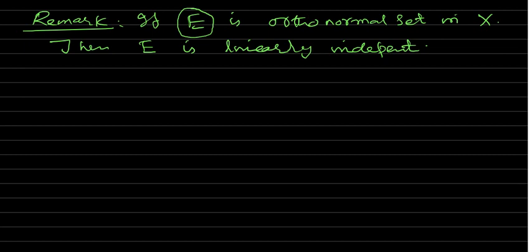Countable means either finite or countably infinite. For an uncountable set, we don't have any construction, we don't have any algorithm. But for a countable set, if E is a linearly independent set and it's also countable, then we can construct an orthonormal set of vectors from that set. That's called the Gram-Schmidt orthonormalization theorem. This is the theorem.